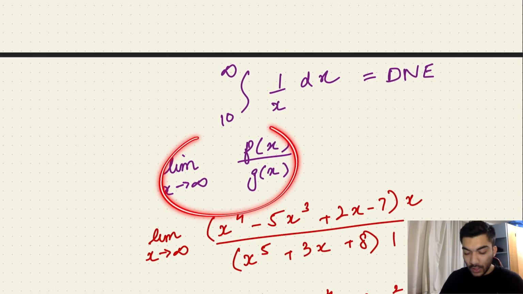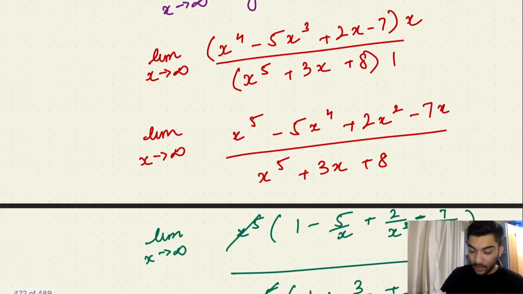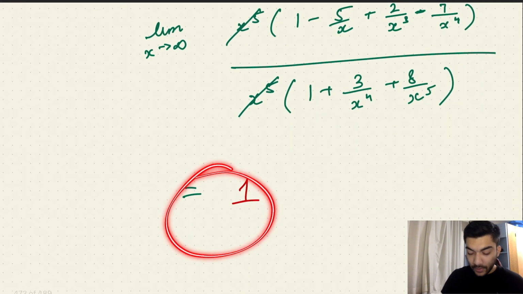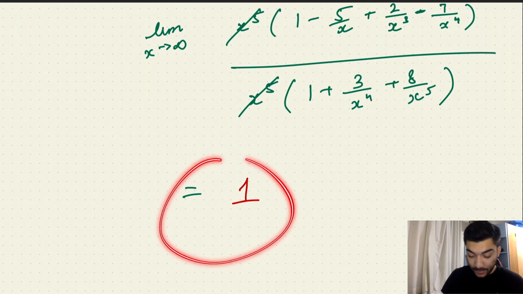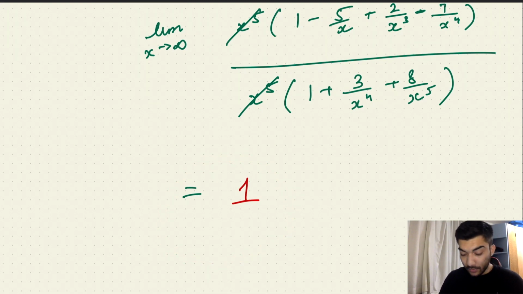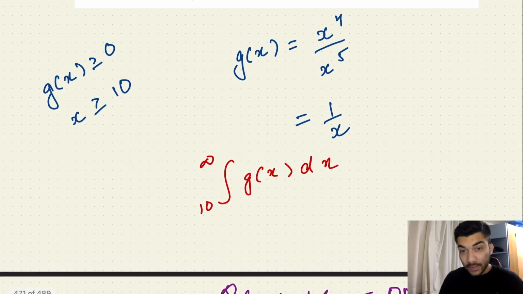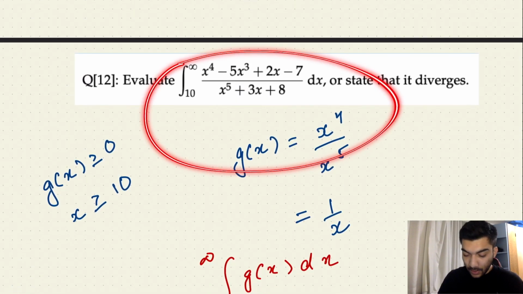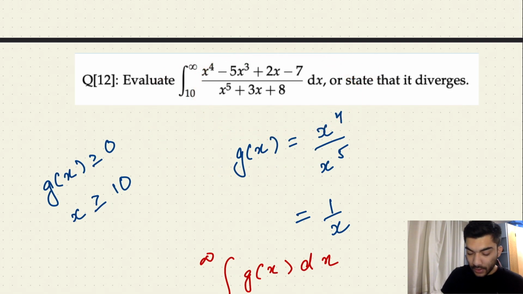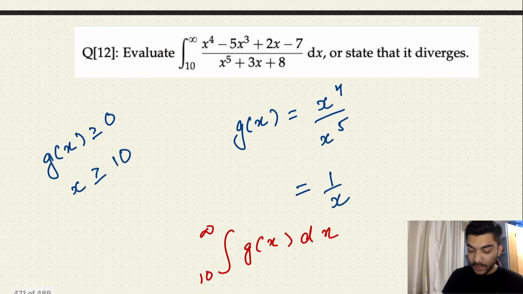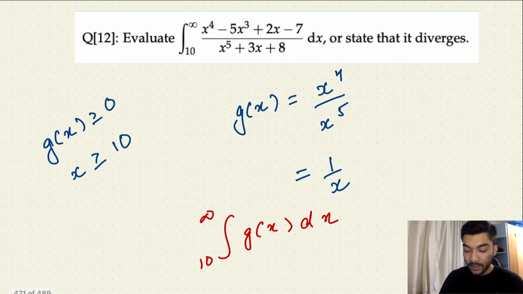Now you know that the limit as x tends to infinity of f of x upon g of x exists and is non-zero, because 1 is not equal to 0. So we can clearly state that our original integral of f of x dx with the same endpoints will also diverge. And that's what we proved by only using the limiting comparison test and not using any other method that we discussed.